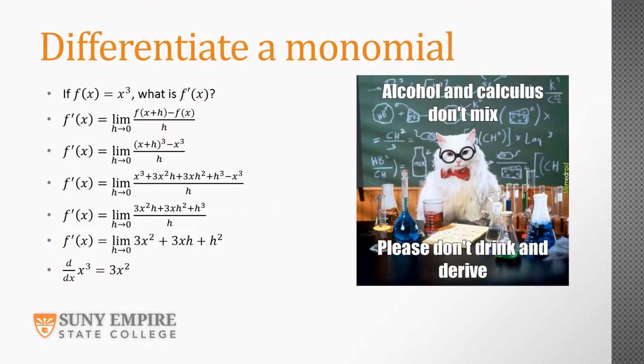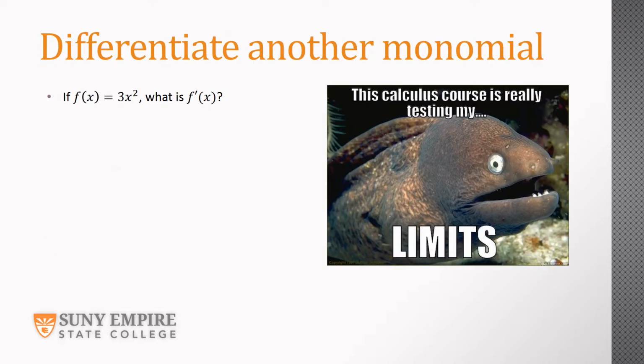But what happens if our polynomial is a little more intense and has a coefficient involved? Let's look at an example. Suppose we want to find the derivative of the function f of x equals 3x squared. Once again, we will work from the formal definition of a derivative. So the derivative will be the limit as h approaches 0 of 3 times the quantity x plus h squared minus 3x squared divided by h.